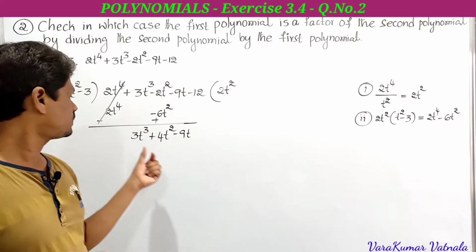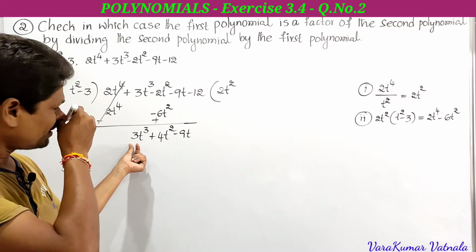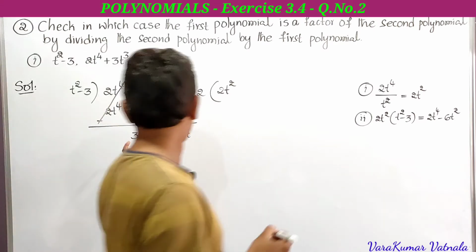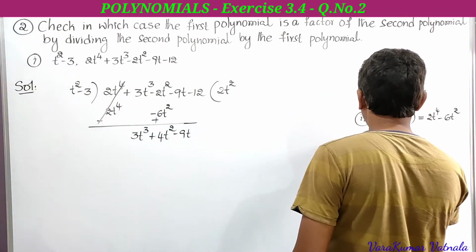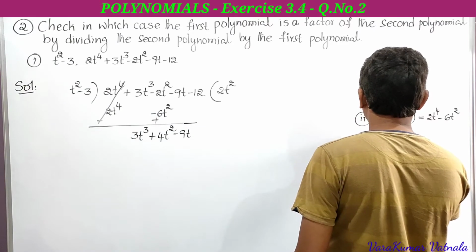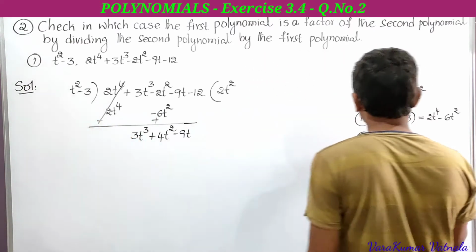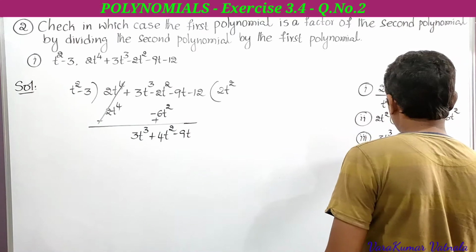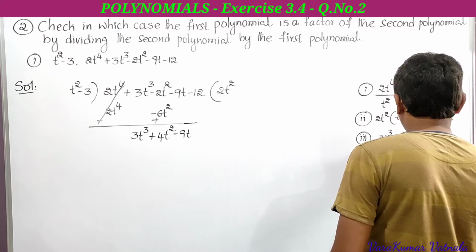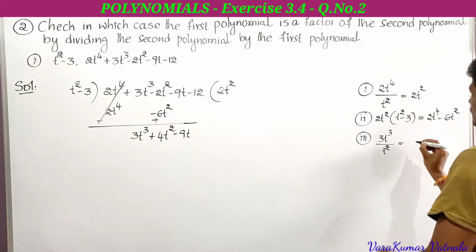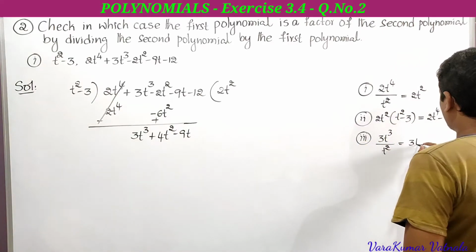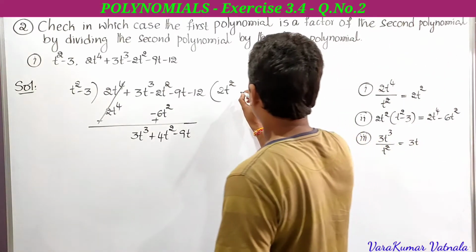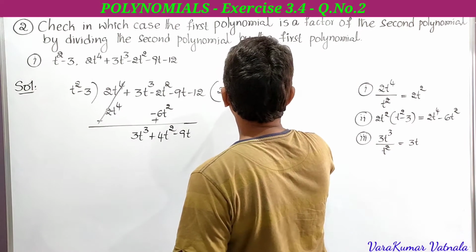Again follow the same step. Take the highest degree term of the new dividend, 3t cube, divided by the first term of the divisor, t square. So 3t cube divided by t square, we get 3t. Write this 3t in the quotient area, plus 3t.